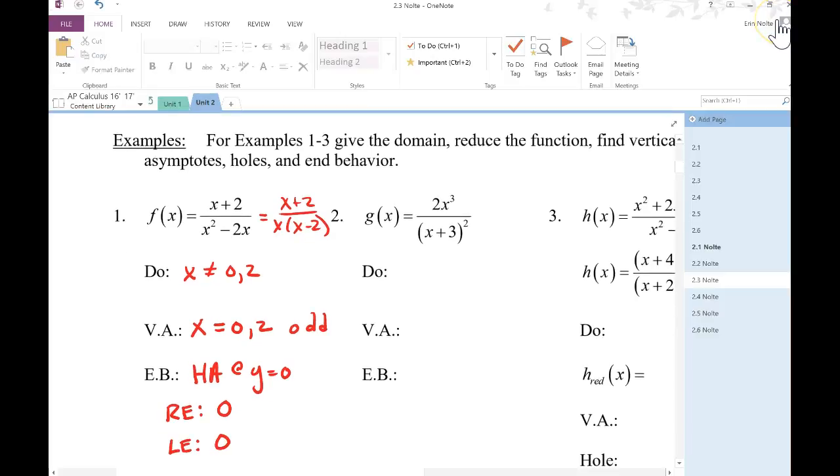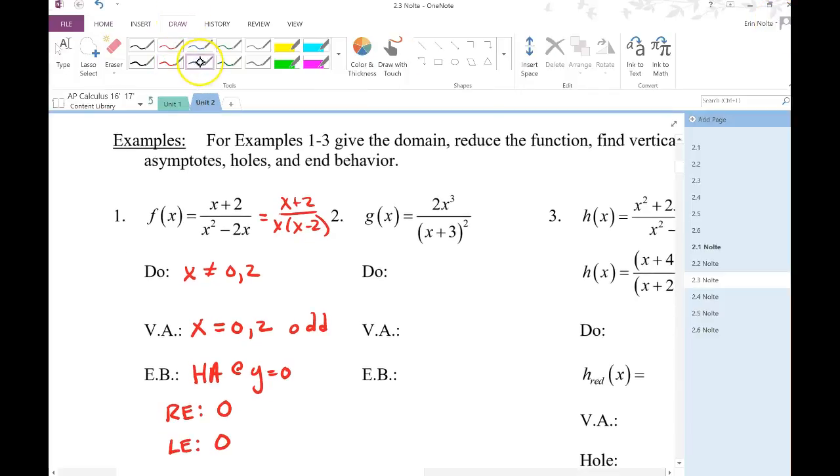Okay, I'm going to switch colors. Can you guys see it all right if I just have it this big? Or do I need to go back in? Okay.